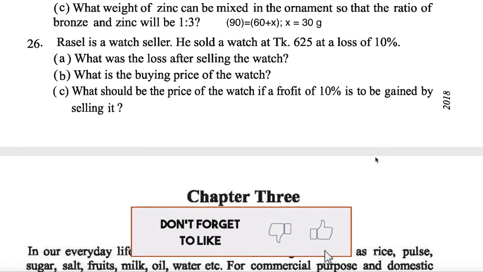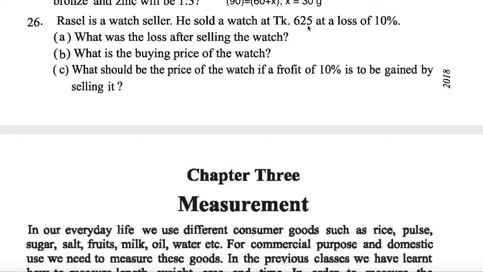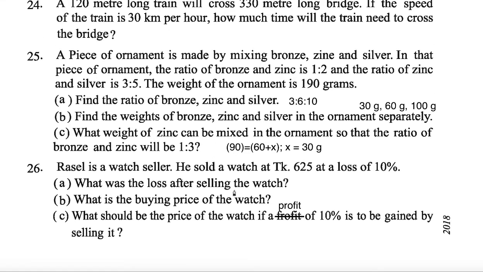Russell is a watch seller. He sold a watch at Taka 625 at a loss of 10%. What was the loss after selling the watch? What is the buying price of the watch? What should be the price of the watch if a profit of 10% is gained by selling it? Again, spelling is a mistake here.